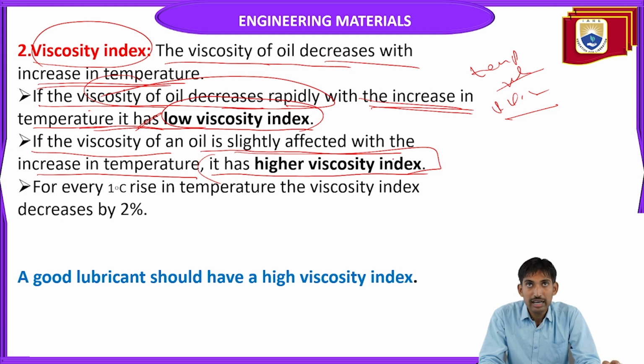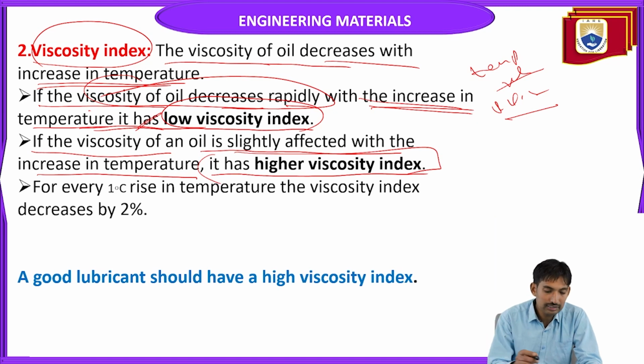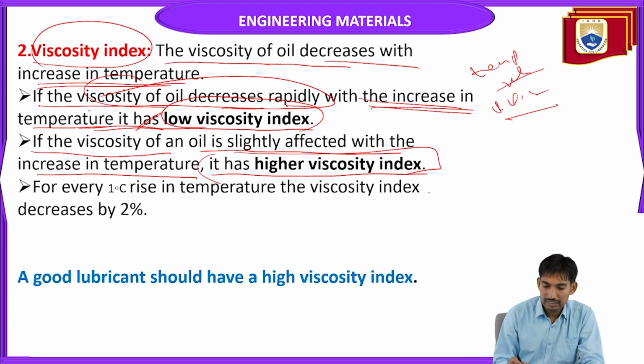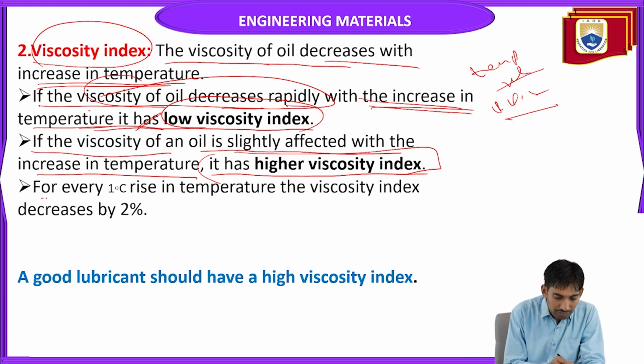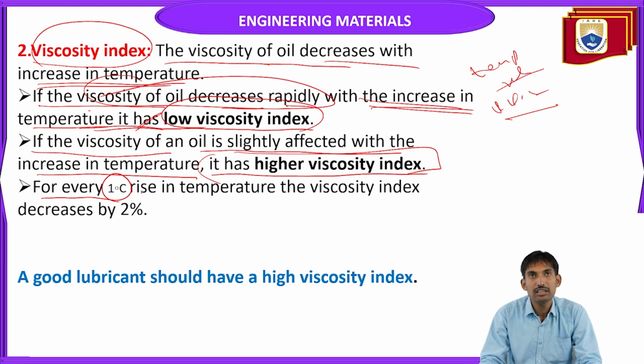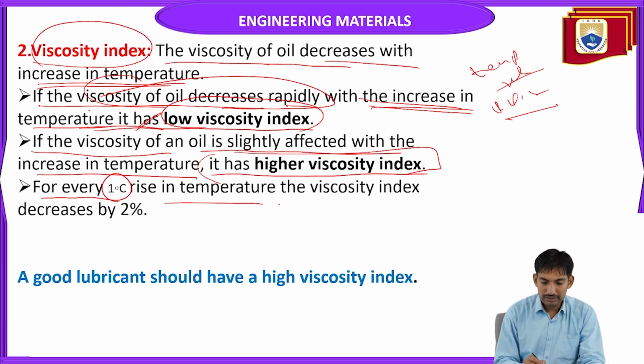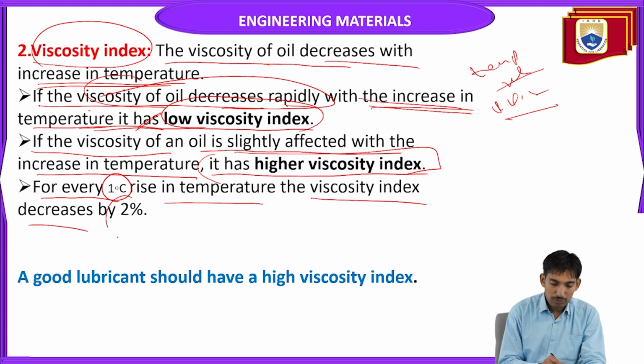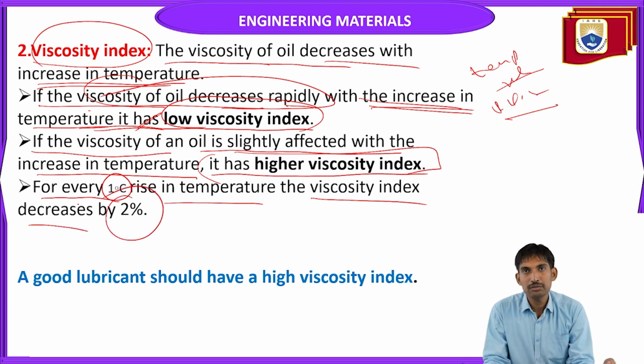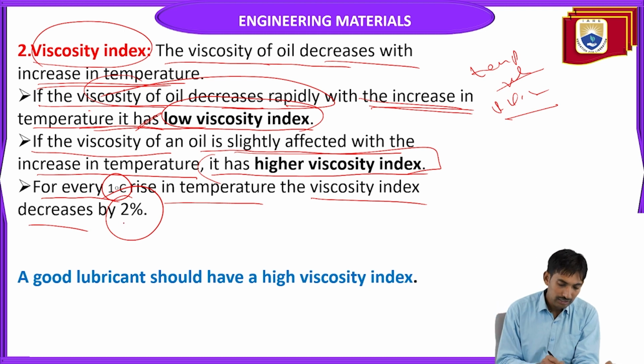When the oil contains lower viscosity index, what happens? The viscosity of oil decreases rapidly with increasing temperature. When the lubricating oil contains the higher viscosity index, what happens? The viscosity of oil is only slightly affected by the increasing temperature. That is called higher viscosity index. For every 1 degree centigrade rise in temperature, the viscosity index decreases by 2%.